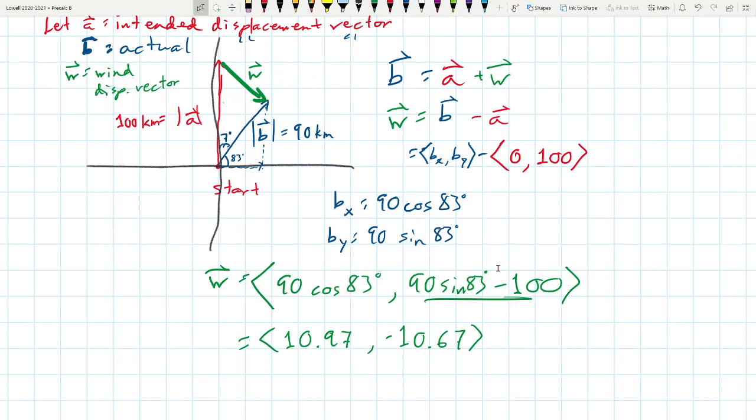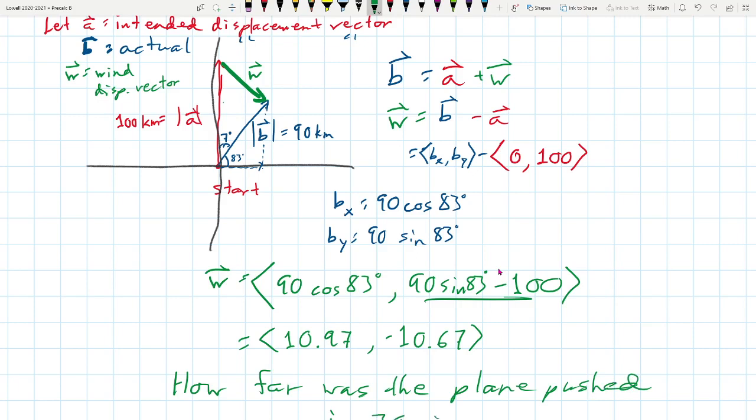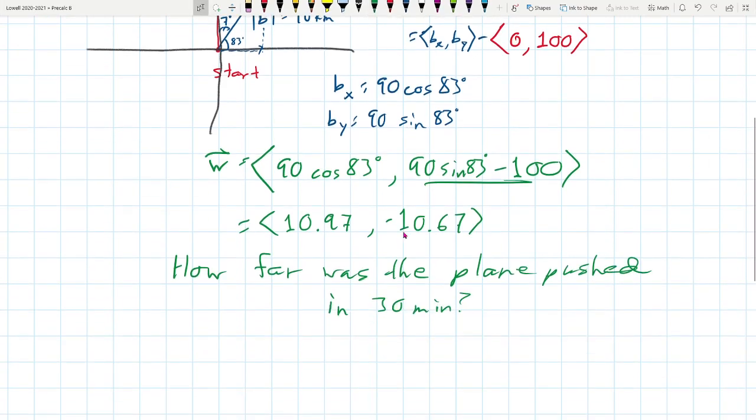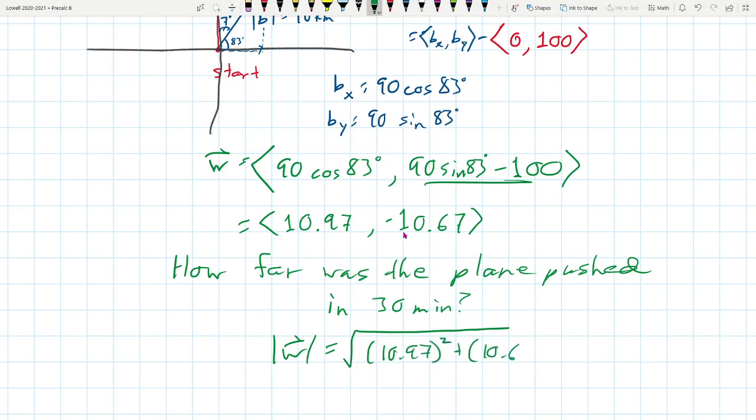So remember that this is a distance vector, and so what we want to find out is how far the plane was pushed in that half hour, in 30 minutes. That is, we're going to use this to calculate that. So what we're really looking for is the magnitude of W. And so we'll do that by calculating the square root of 10.97 squared plus 10.67 squared. I guess it should be negative 10.67, right? But it's going to get squared anyway, so it doesn't matter.